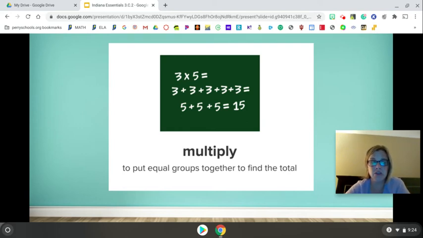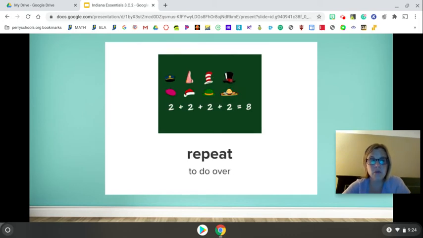Another way that you could solve 3 times 5 would be to do 3 groups of 5. So you would say 5 plus 5 plus 5 equals 15. 5, 10, 15. So 3 times 5 can be thought of as 5 groups of 3 or 3 groups of 5. Repeat means to do it over again.